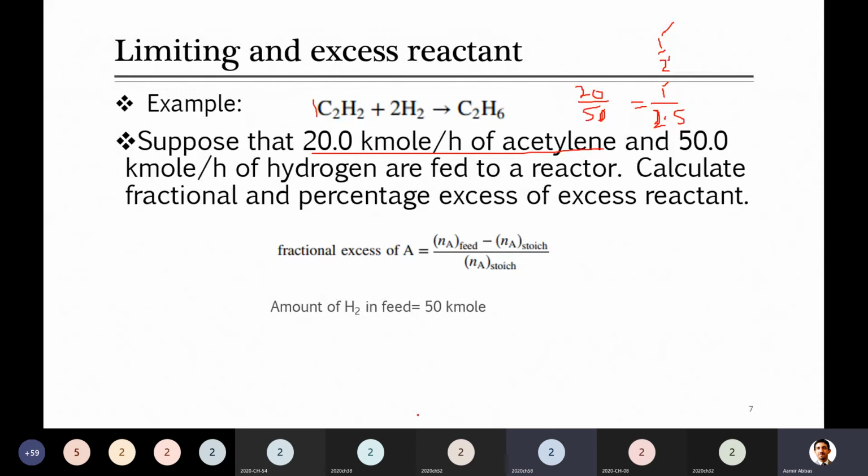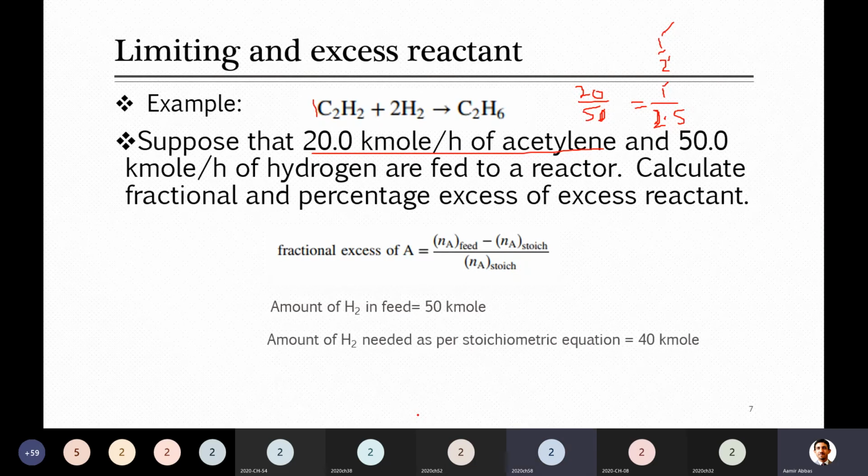40. How many number of moles? How did you find this 40? Yes, it is 40, but how did you come to know that 40 will be consumed?